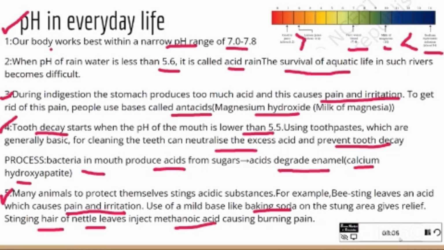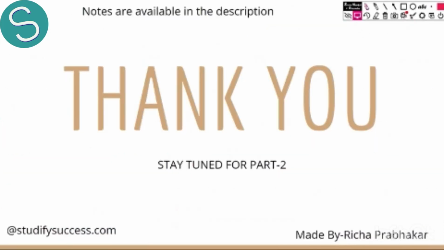So this was all about pH and its application, which we often see in daily life. So this was all for part 1. We have covered the basic definitions, basic key terms of acids and bases. We have covered the chemical reactions of acids and bases, and we have covered pH. In the next part, we will cover salts and various examples and applications of the salts.